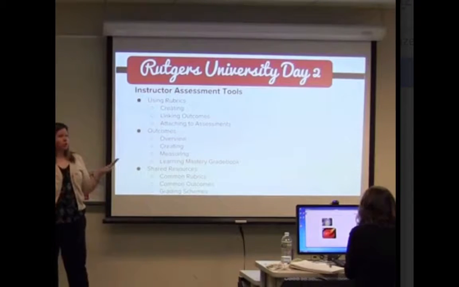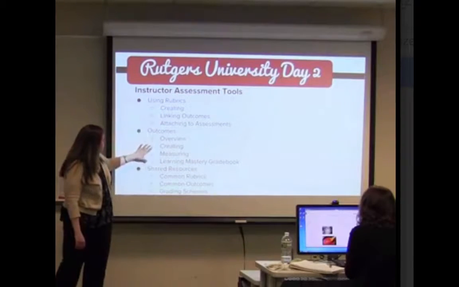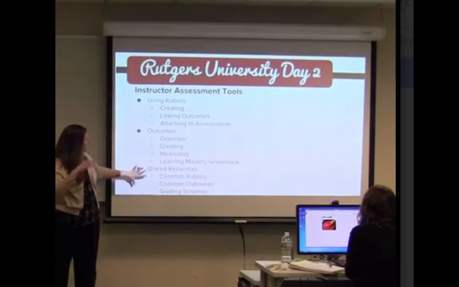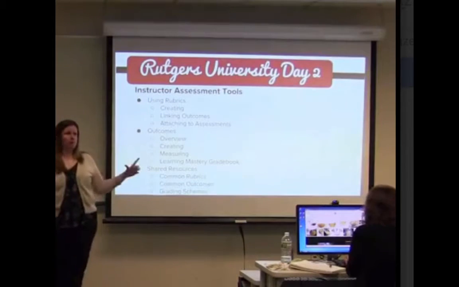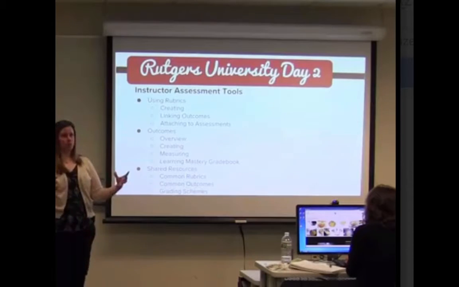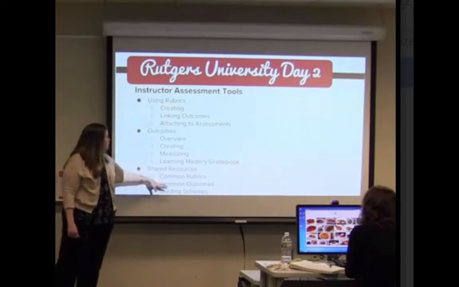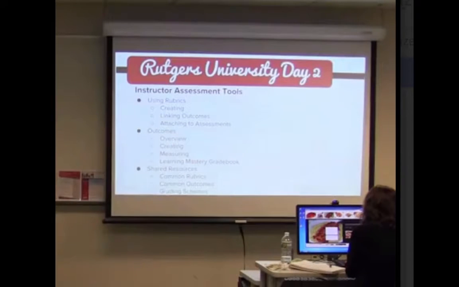Awesome. Yeah, so outcomes are great for things like accreditation and when you need to collect big amounts of data. So I'm going to talk about outcomes today, how you create and measure them, and then how you can see them in a course. And finally, rubrics and outcomes can be shared among a department or school, like the School of Social Work or the School of Nursing. You can have them shared amongst everyone in that account, so you can use common rubrics and common outcomes. You can also have a customized grading scheme, which is probably important for the different schools.